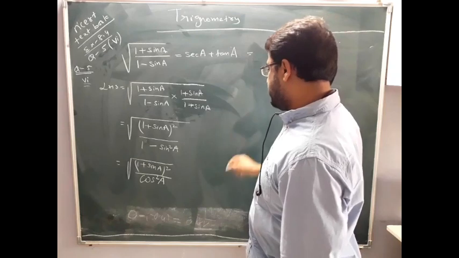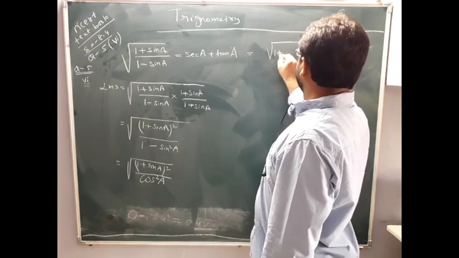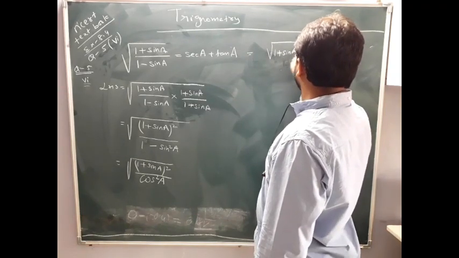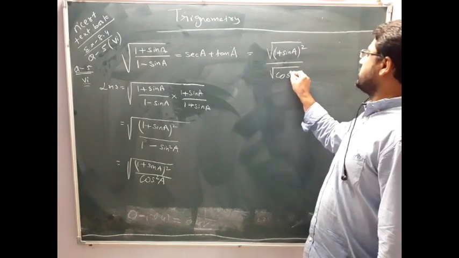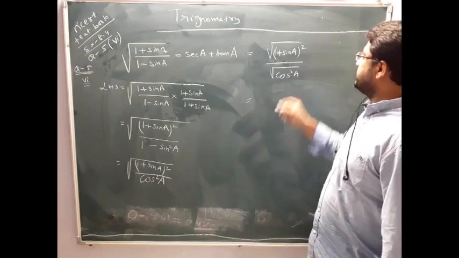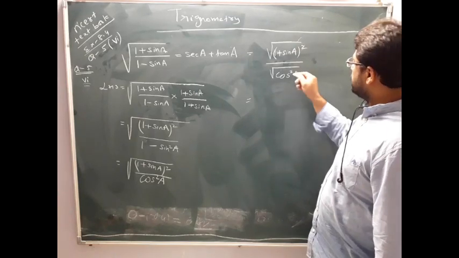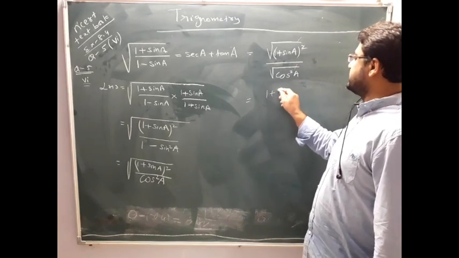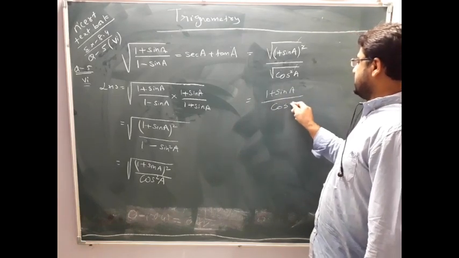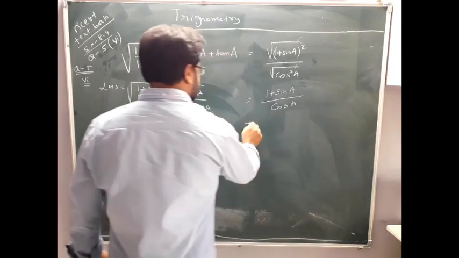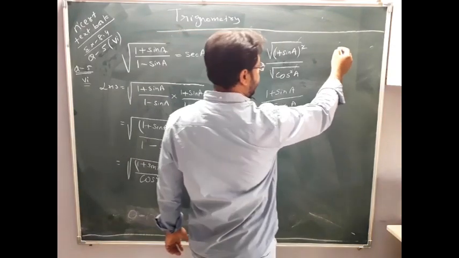Now give the separate root. So here root of 1 plus sin A the whole square by under root cos square A. When you elaborate it, see, this root would get cut. So the answer will be 1 plus sin A by cos A. Clear? Now what you have to do? Now give it separately. This formula as I have told you.